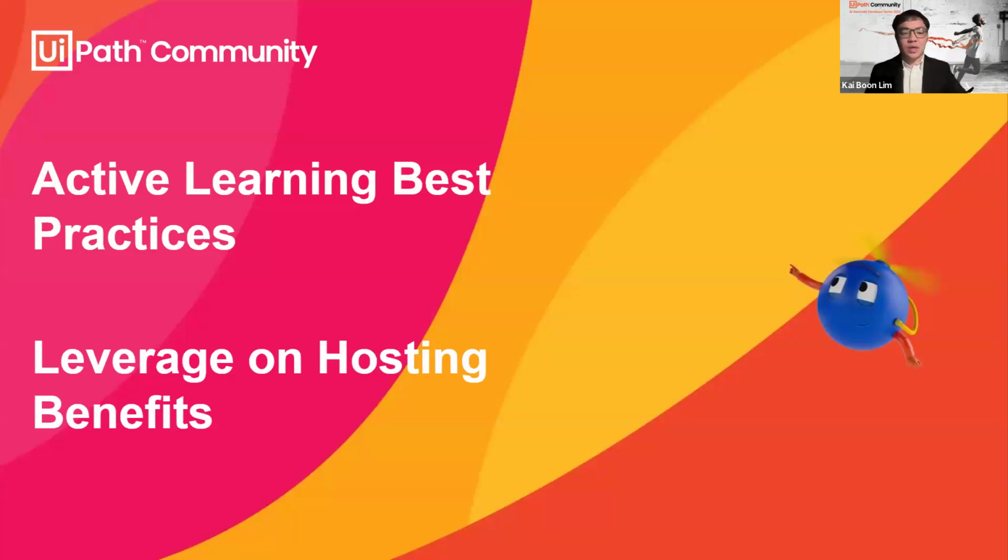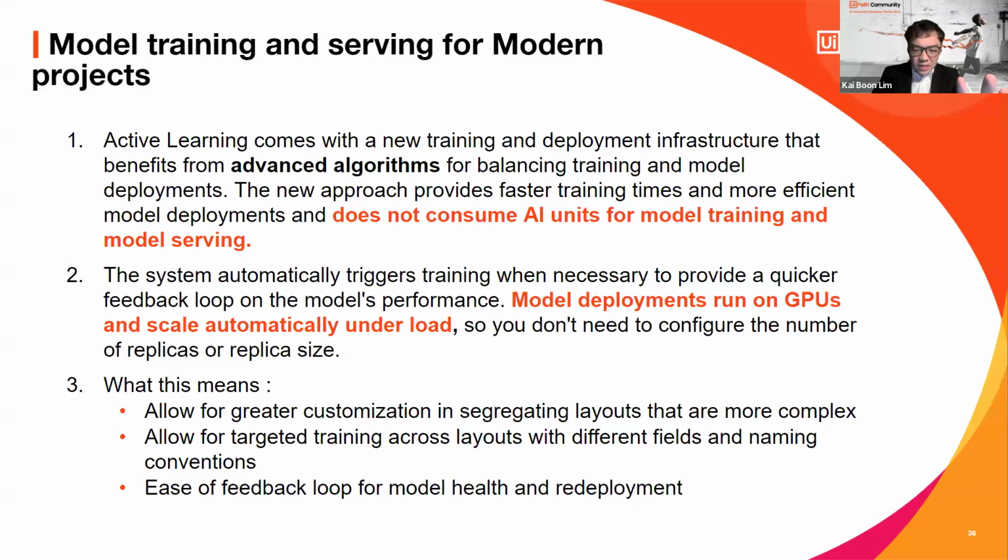Okay, so one other point I'd like to quickly touch on is how we can leverage the hosting benefits. In terms of how active learning is different from the classic experience, active learning does not consume any AI units for both training and hosting the model. As compared to classic, anytime you run a training pipeline, anytime you run an evaluation pipeline, or anytime your ML skill is live, even on the weekends when you're not consuming them, AI units are still being consumed. So in terms of overall benefit to customers in cost savings, this is the key driver for them.